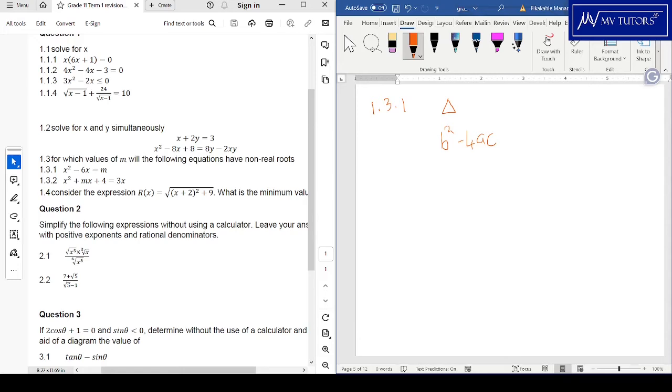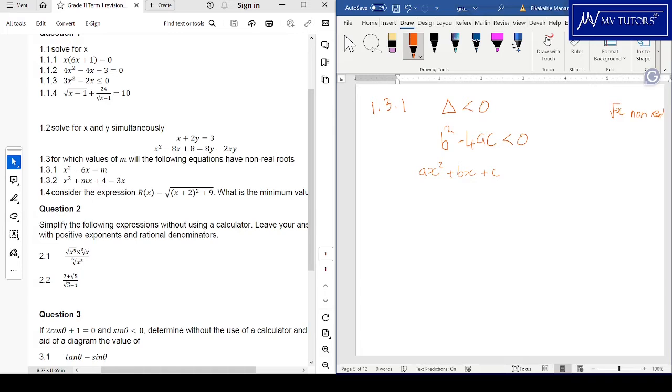Now, what is the condition of non-real roots? We know that the discriminant has to be less than 0, which means it has to be negative. Why negative? Because anything that is negative under a square root is non-real. No matter what it is, it's always non-real. So that's the condition. Okay, so we have to have our equation in the standard form first, which is ax squared plus bx plus c.